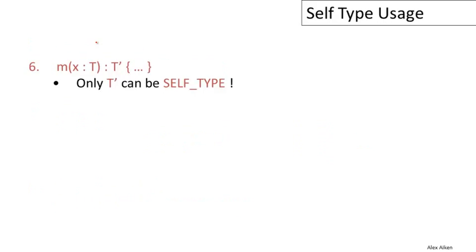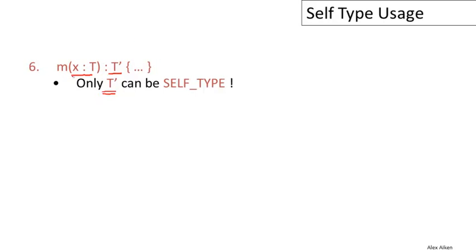Finally, let's consider method definitions. Here's a very simple method definition. It has one formal parameter x of type t, and the method returns something of type t prime. It turns out that only t prime, only the return type, can be of type self-type. No argument type can be of type self-type. To see why, I can show you two different ways why this has to be the case. And we'll do both because this is actually important.